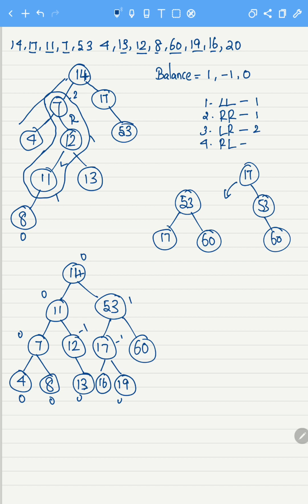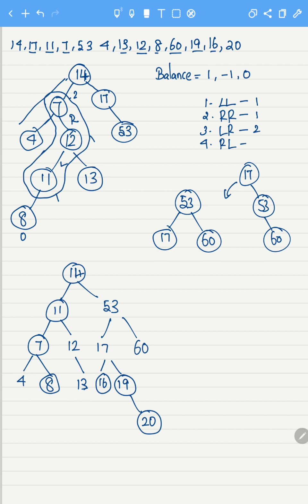The next one you have to insert is 20. So 20 is greater than 14, less than 53, greater than 17 and greater than 19. So 20 will be inserted here. Now let's calculate the balance. Let me calculate the balance factor.